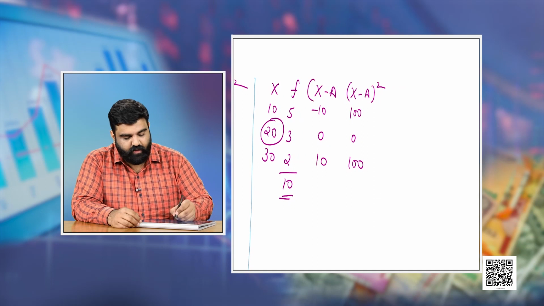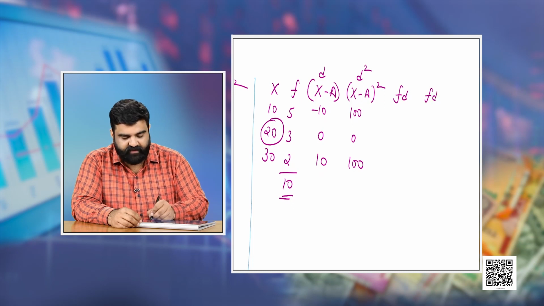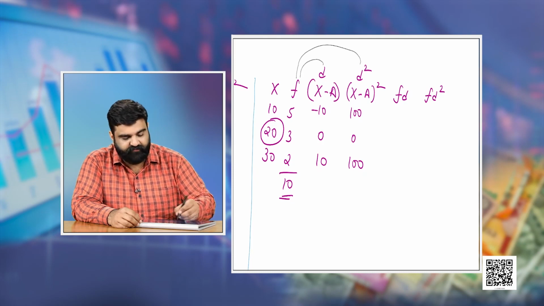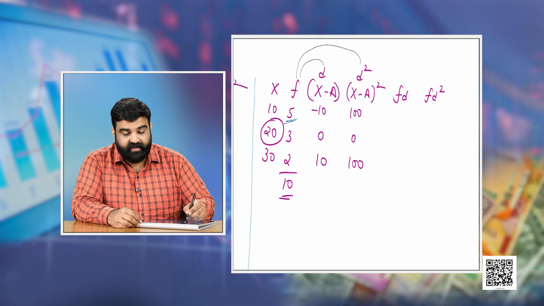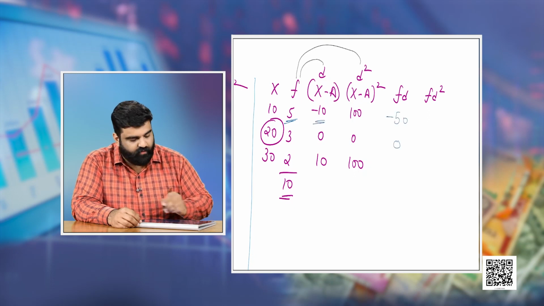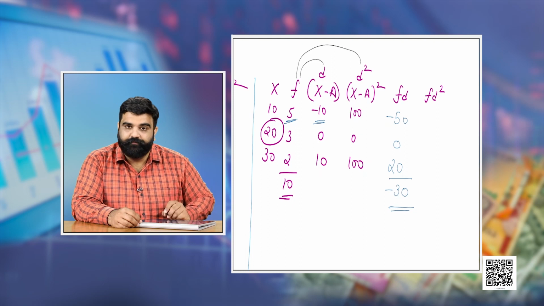Now, let us call this as d and call this as d square. Now, we have to find fd and we have to find the fd square. So, let us multiply d with f and then multiply d square with f. So, multiplying f and d, I get this as minus 50, this as 0 and this as 20. So, this will be minus 30.